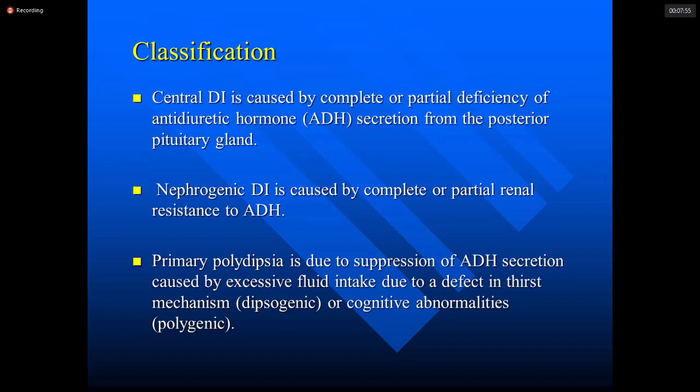Now the classification of this disease: central, caused by complete deficiency of ADH from the posterior pituitary gland, while nephrogenic means there is ADH but it's not working. There is resistance from the kidney to the actions of ADH. There is also an entity called primary polydipsia, where there is no ADH secretion because the patient drinks excessive amounts of water, either because the thirst mechanism has a problem, called dipsogenic, or the patient has a cognitive abnormality, called psychogenic.